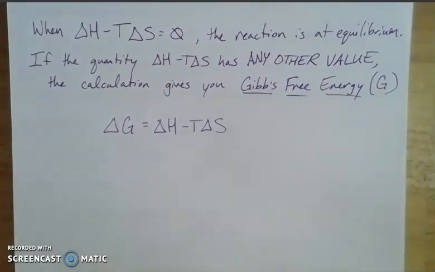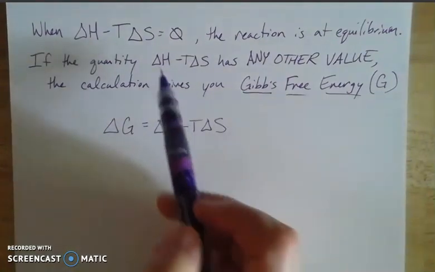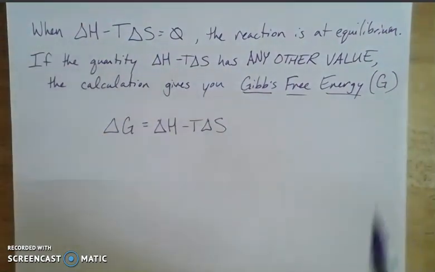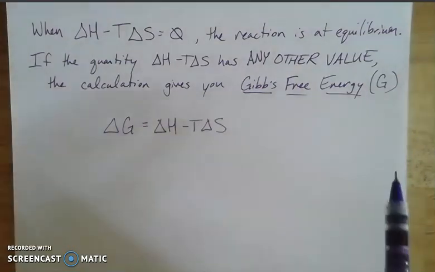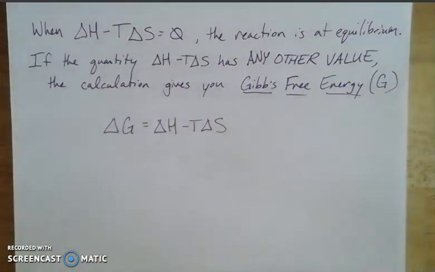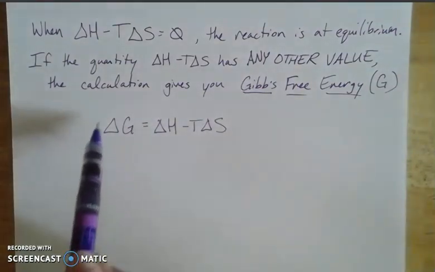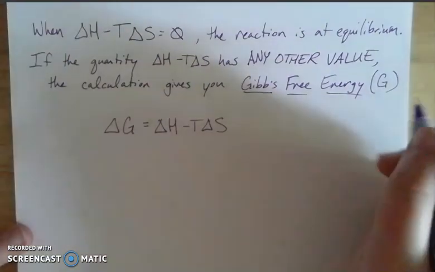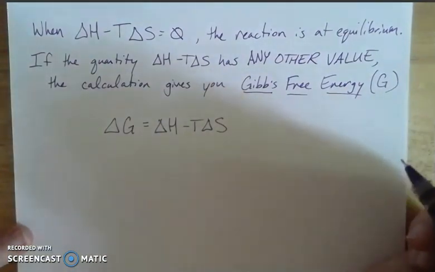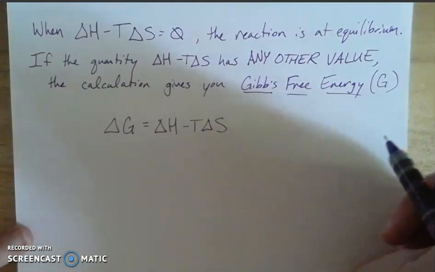Okay, so when delta H minus T delta S is equal to 0, we say the reaction is at equilibrium. And if that whole quantity has any other value, then the calculation gives you Gibbs free energy. So whatever it is, whether it's positive or negative, that is going to be your delta G, which is very exciting. I love talking about Gibbs free energy. It's kind of a weird quantity.